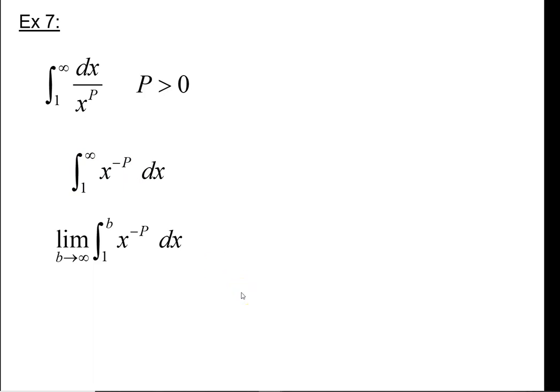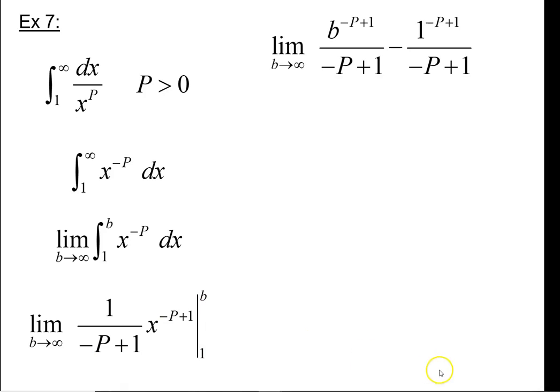Then we're going to write it as the limit as b goes to infinity of the integral of x to the negative p from 1 to b. And so think about what the antiderivative would be if p is a number. We would add 1, just basic power rule, and put that expression in the denominator. So we would have x to the negative p plus 1 all over negative p plus 1 from 1 to b. And so using the fundamental theorem, remember, replacing x with b, that would be b to the negative p plus 1 over negative p plus 1 minus the lower limit, 1 to the negative p plus 1 over negative p plus 1.